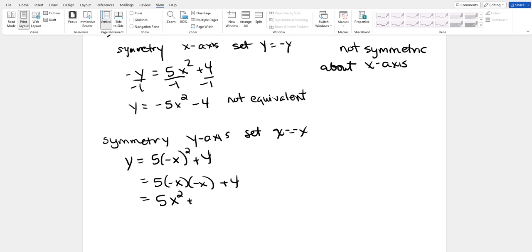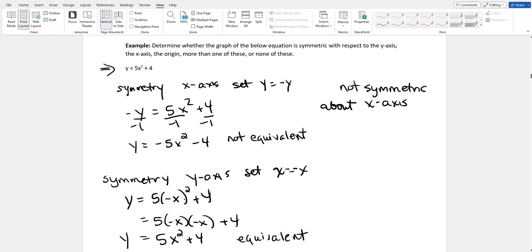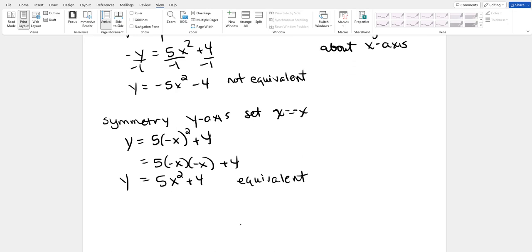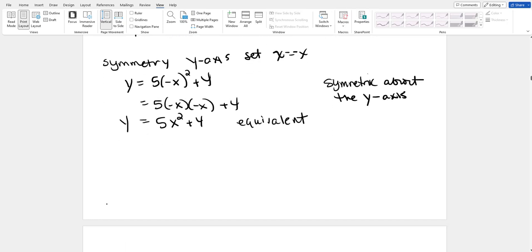Now we're going to check for symmetry about the origin. To do that, we're going to set x equal to negative x and y equal to negative y. So I'm going to have negative y is equal to 5 times negative x squared plus 4. I get negative y. We already know that negative x squared is just positive x squared. And then when I divide everything by negative 1, I get y is equal to negative 5x squared minus 4.